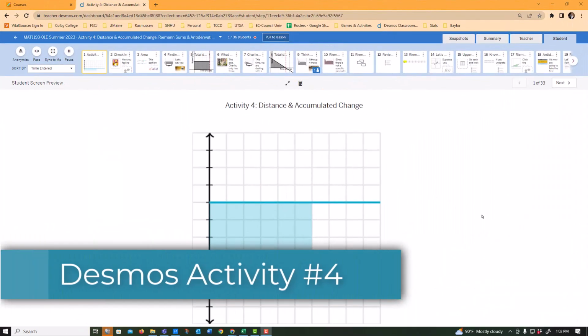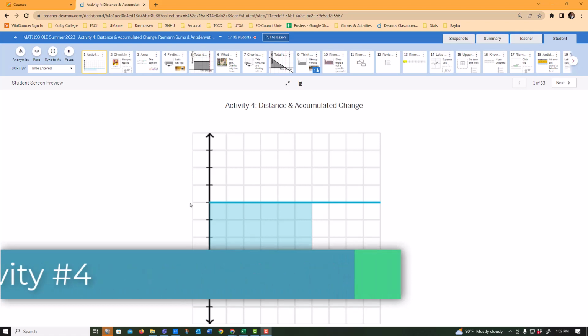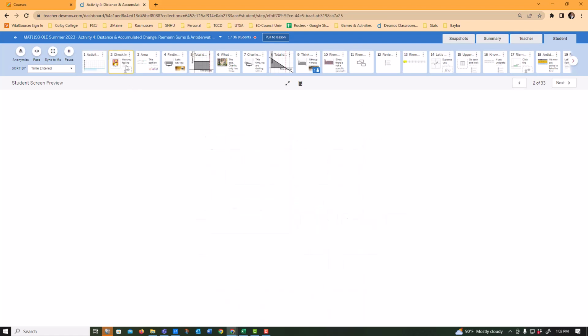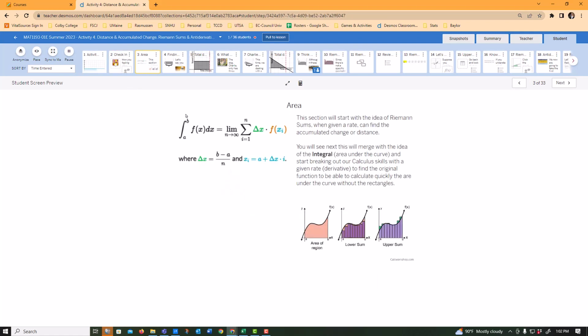Okay, let's see what activity 4, distance and accumulated change, is about. You're given a rate, and when you find the area under the rate, that is an amount, right? Or distance, or the number of people in a population, the amount of milligrams in somebody's body, depending on the rate that it's going in. All right, so fill in, after the test.